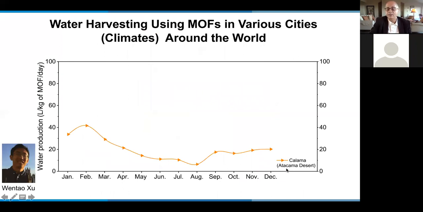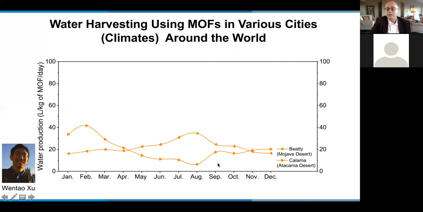So that device, if we put it in the Atacama Desert, I showed you the Mojave Desert, but the Atacama Desert is the driest desert in the world. And the driest time of the year is August. And you can see that our MOF would work. If you look at the weather conditions, you look at the humidity, and you look at where the MOF is taking water, you can easily calculate how much water you're going to get at any time of the year. And so you see the MOF works under the most extreme conditions.